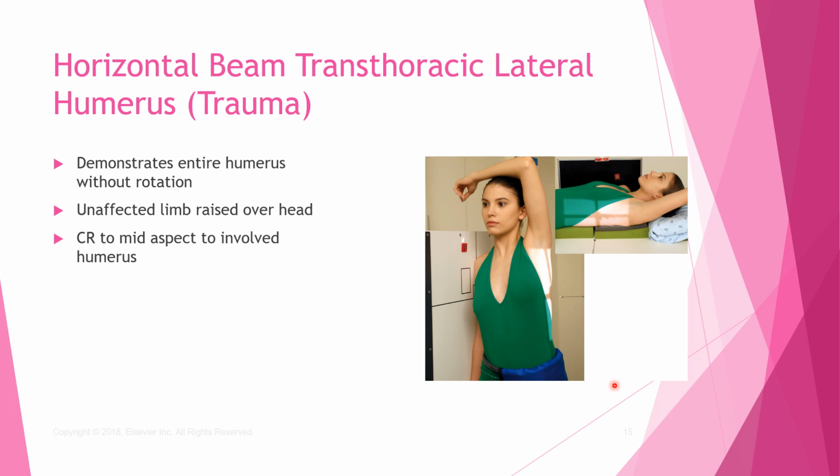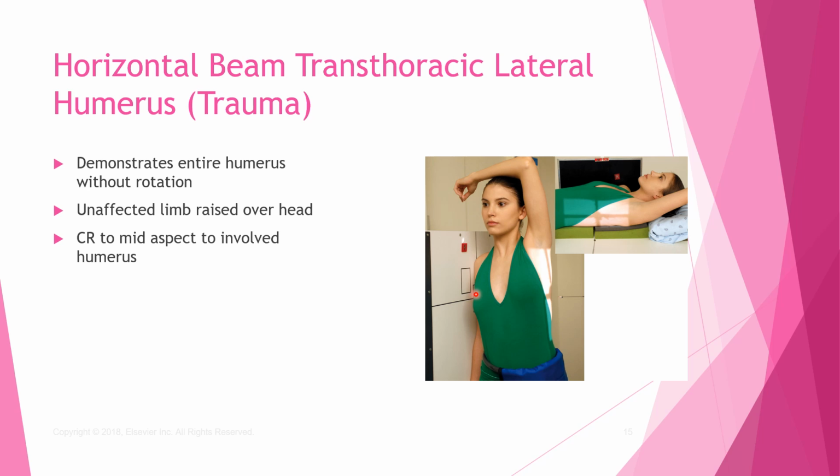Okay? You place the affected arm against the IR. You raise the opposite arm and put their hand up over their head. And you're centering mid-diaphysis of the affected humerus. So you're still mid-humerus. You're just attempting to center on this one. So if the elbow is here and the shoulder is here, you're midway on this humerus over here that's injured. Central ray is perpendicular to the IR, and it's going through the mid-thorax.